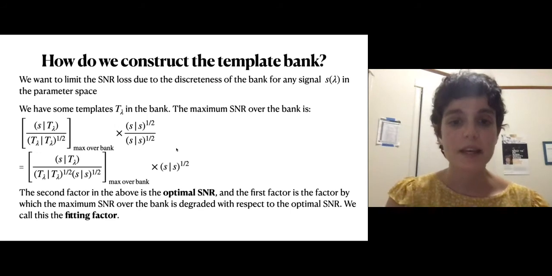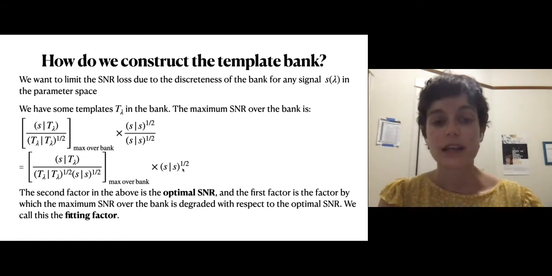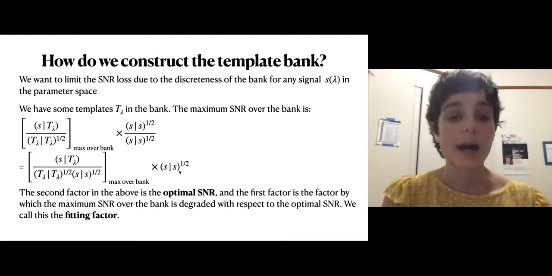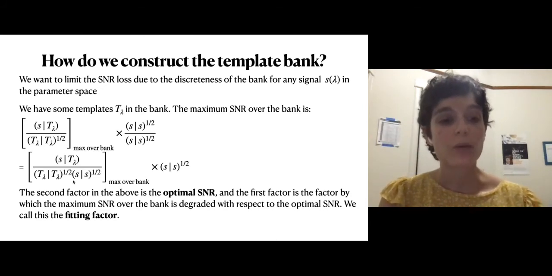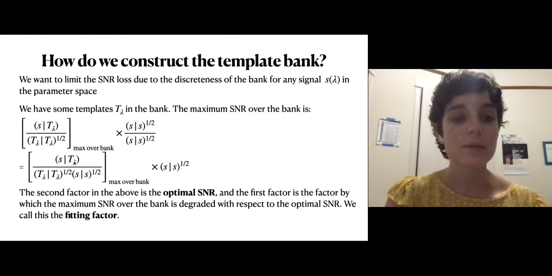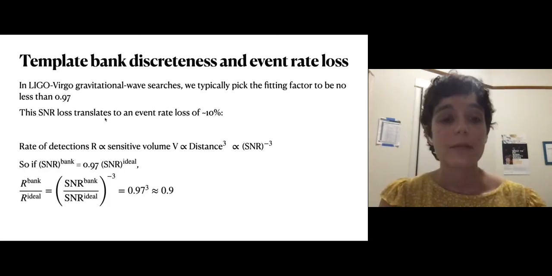And the reason we do that is because then we get this term here, which is the optimal SNR. So this is the signal to noise ratio we had for if the template was the signal itself. And this first term here then represents the factor by which we've degraded the SNR due to the discreteness of the bank. The fact that T of lambda is not exactly the same as S. And so this term here is called the fitting factor.